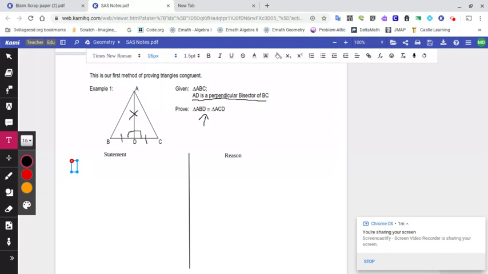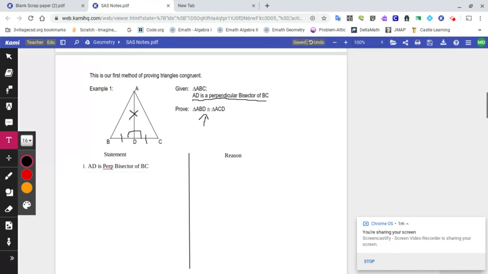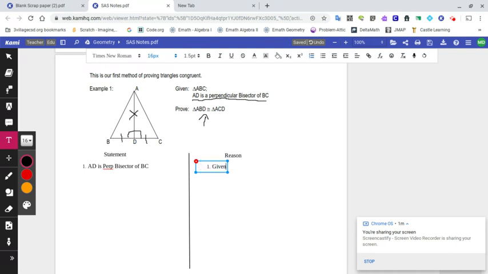Every statement and reason must be numbered. So this is going to be my first statement. I'm going to call it number 1, and I'm going to write AD is perpendicular bisector of BC. Now my reason for that is because it was given. Remember the 5 different types of statements. One of them is a given statement, so we're able to write that as our reason.